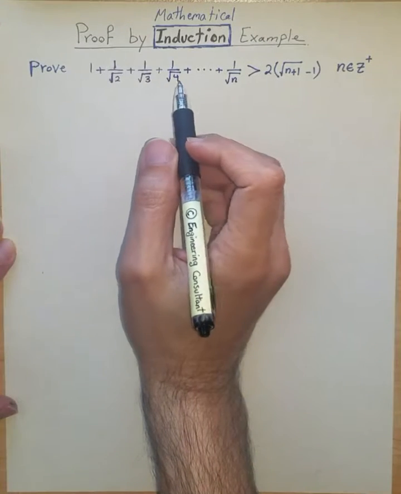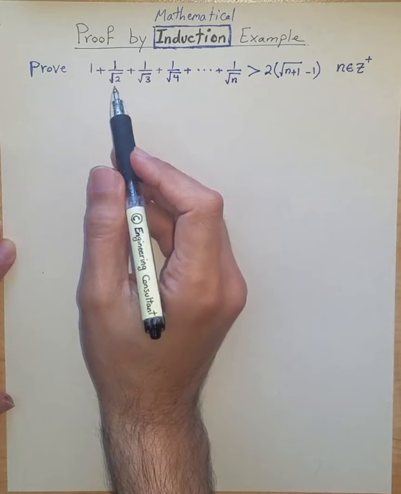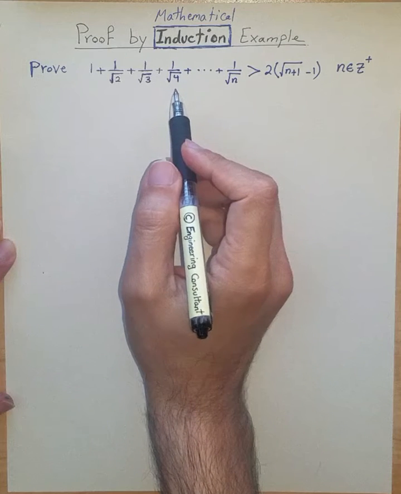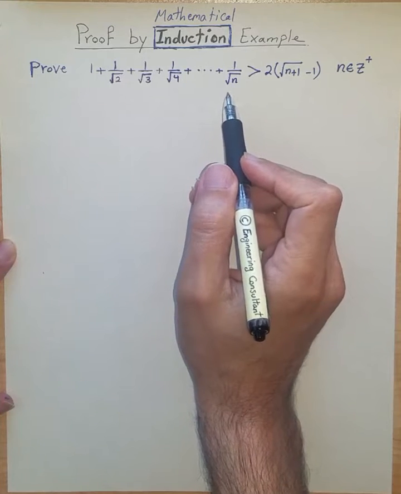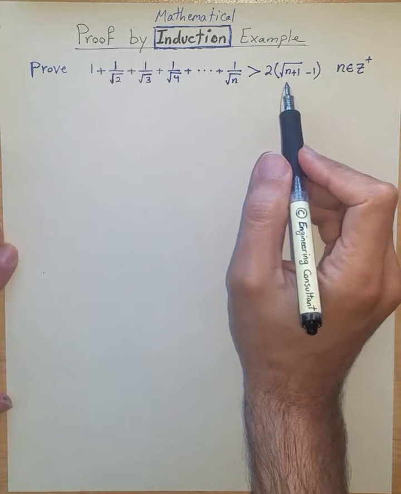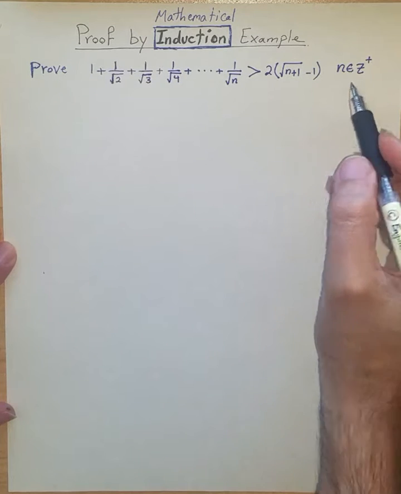Proof by mathematical induction example. Prove that 1 plus 1 over square root of 2 plus 1 over square root of 3 plus 1 over square root of 4 plus up to 1 over square root of n is always greater than 2 times square root of n plus 1 minus 1, assuming n is a positive integer.